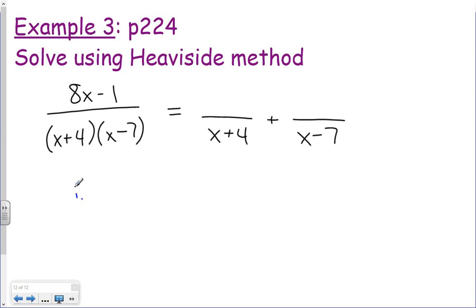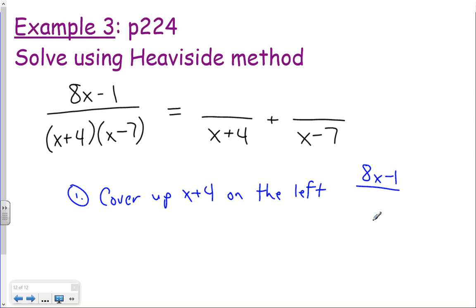I'm going to write down the steps that I'm going to do here. So I'm covering up the x plus 4 on the left. When I do that, I'm left with just 8x minus 1 over x minus 7. I've covered up the x plus 4 that you see in the denominator, so that's what I'm left with.